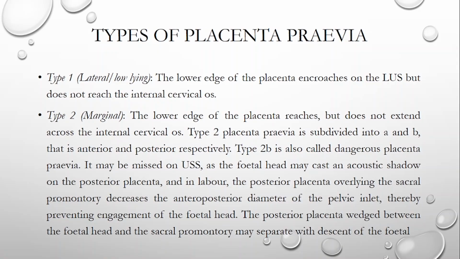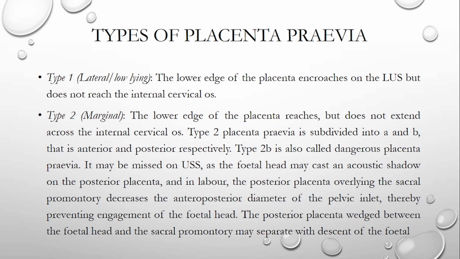In type 2, marginal, the lower edge of the placenta reaches the internal cervical os but does not extend beyond it. This type 2 placenta previa, or the marginal placenta previa, is subdivided into type 2A and type 2B. Type 2A is anterior and type 2B is posterior.